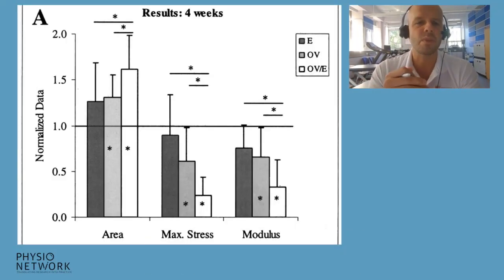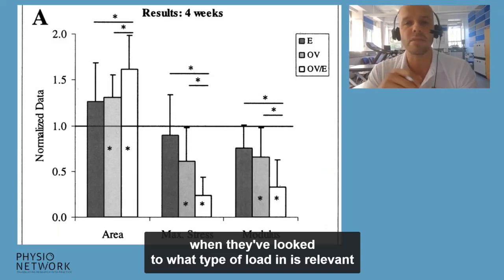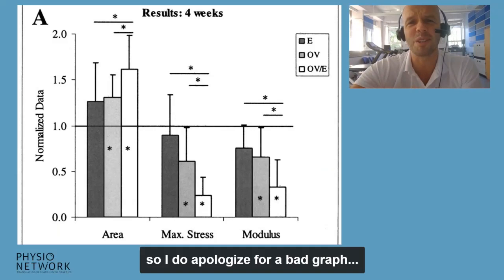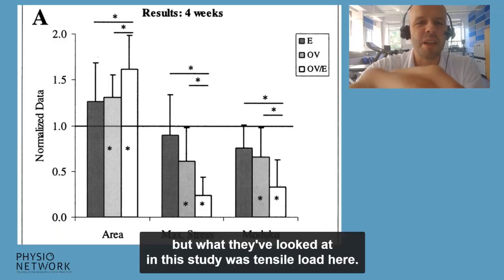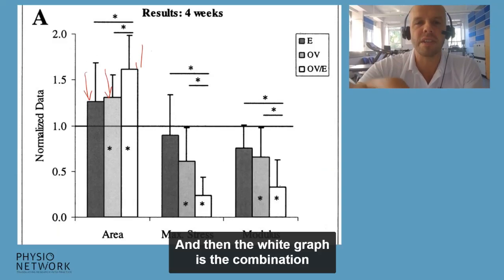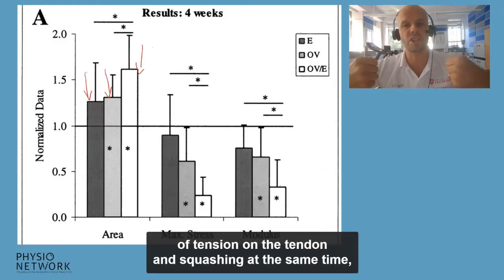In animal studies, when they've looked at what type of loading is relevant, what they've done is looked at, and I hate graphs, so I do apologise for a bad graph, but what they've looked at in this study was tensile load here. They've looked at compressive load there. And then the white graph is the combination of tension on the tendon and squashing at the same time.